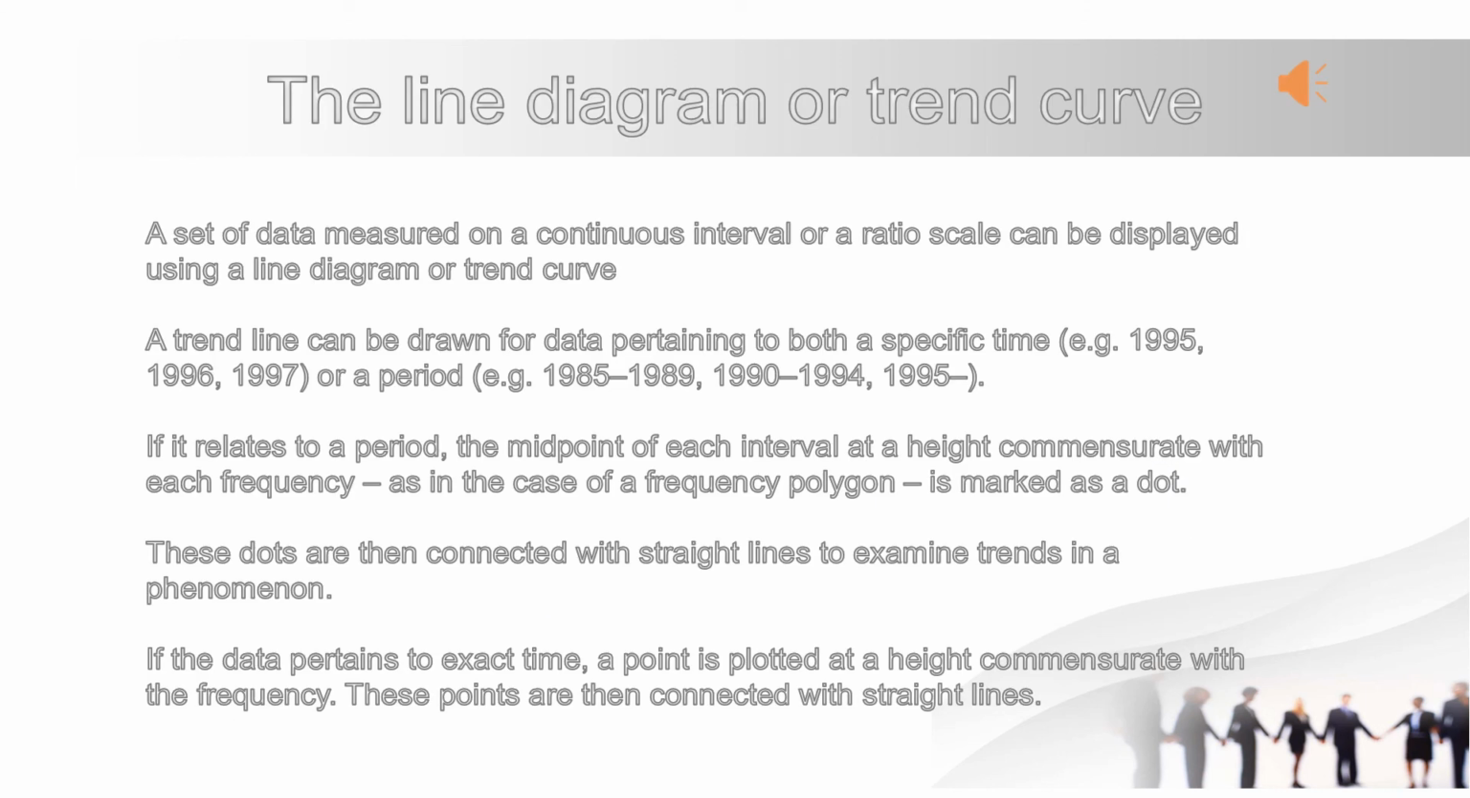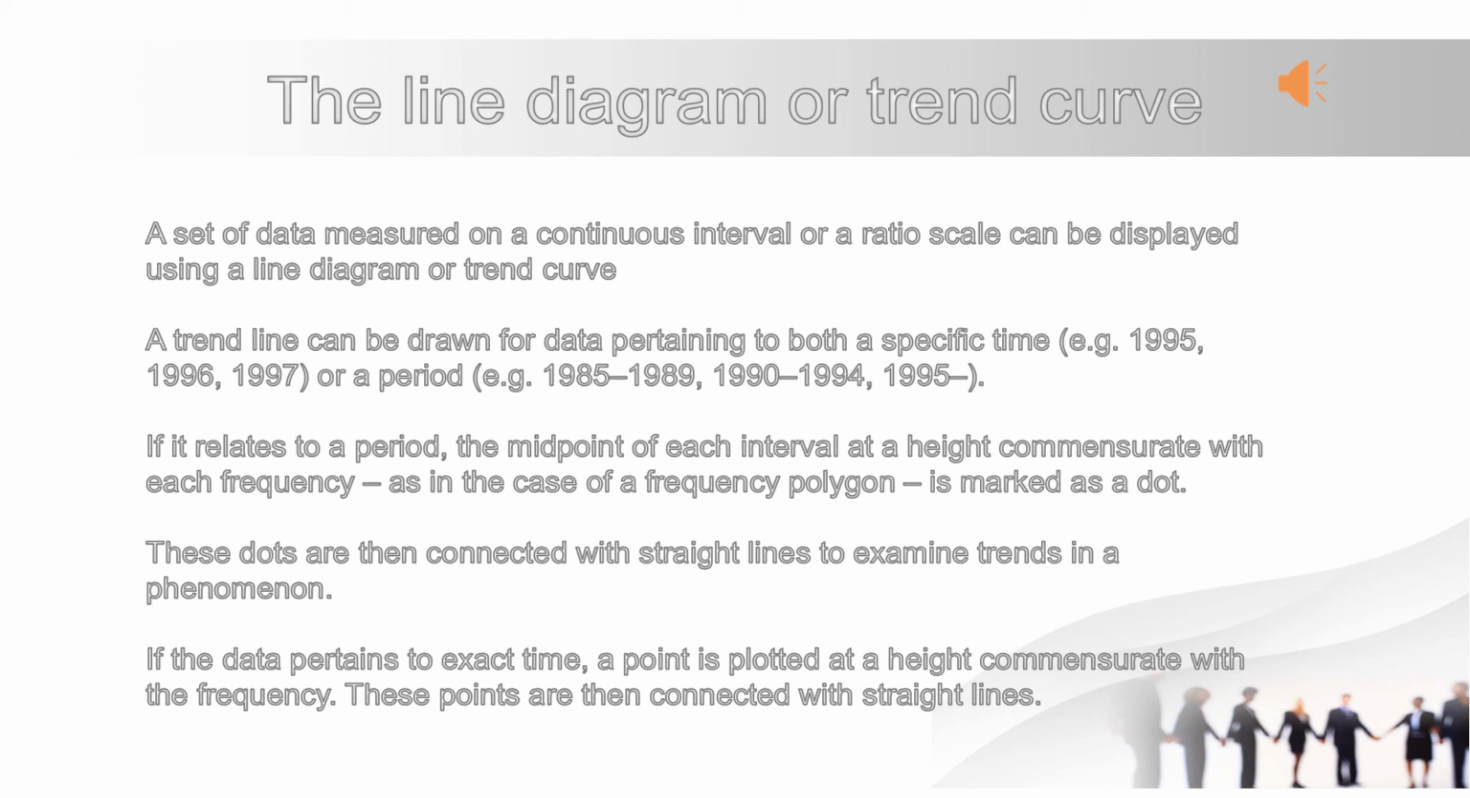Another type is what we know as the line diagram or the trend curve. A set of data measured on a continuous interval or a ratio scale can be displayed using a line diagram or trend curve. A trend line can be drawn for data pertaining to both a specific time, for example 1995, 1996, 1997, or a period, for example 1985 to 1989, 1990 to 1994, and 1995, and so on.